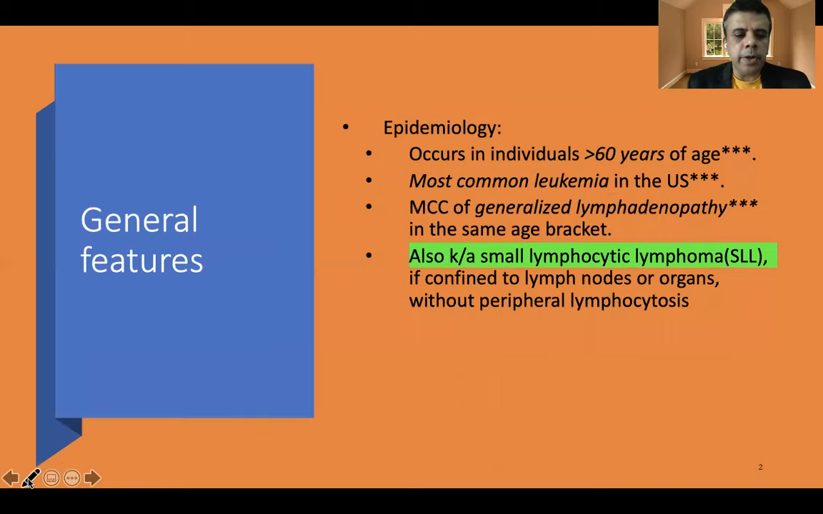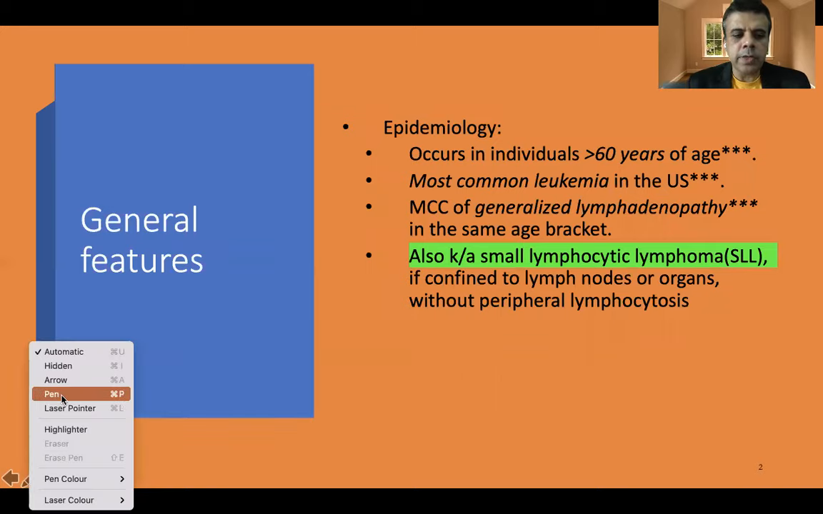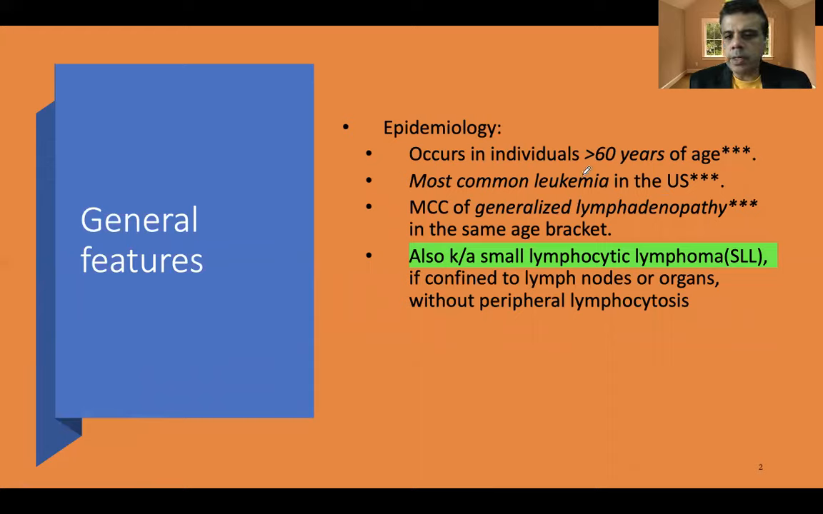Certain important points that you need to remember regarding chronic lymphocytic leukemia, or CLL. It is a disease usually of elderly individuals, but it can occur earlier also. Most commonly, the age of occurrence is above 60 years. Overall, it is the most common leukemia in the United States and the Western world, and the most common cause of generalized lymphadenopathy. When we use the word generalized lymphadenopathy, it means enlargement of more than two non-contiguous groups of lymph nodes.